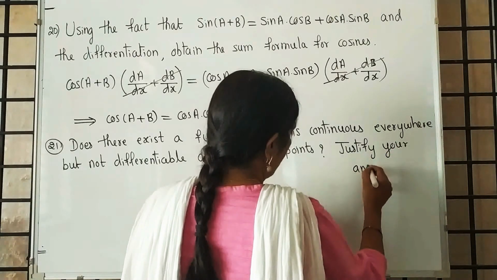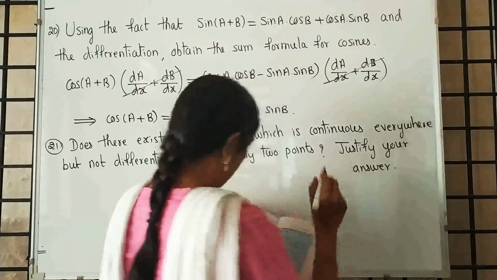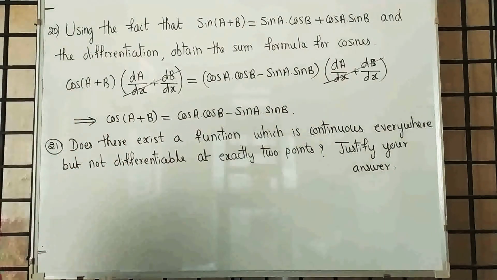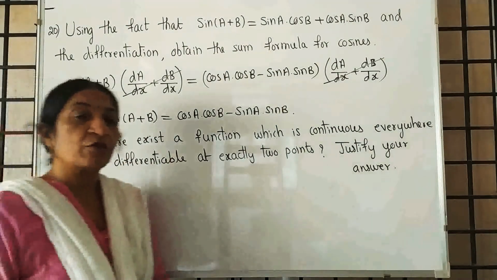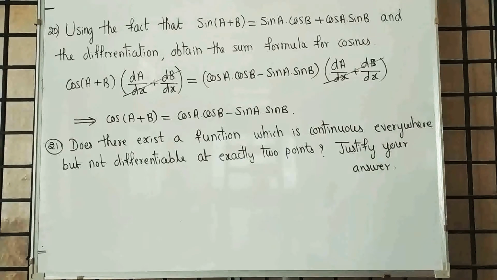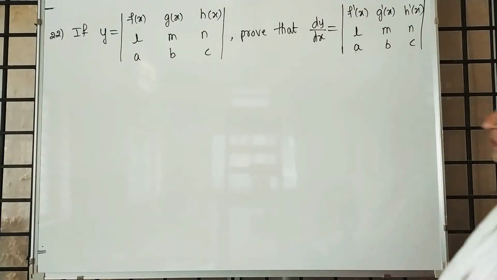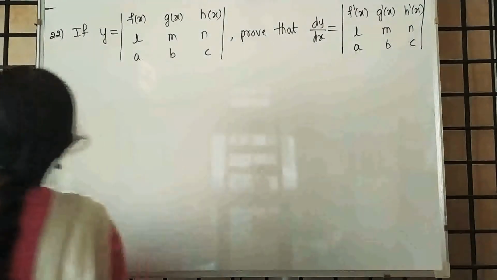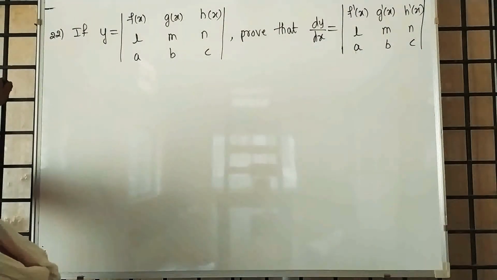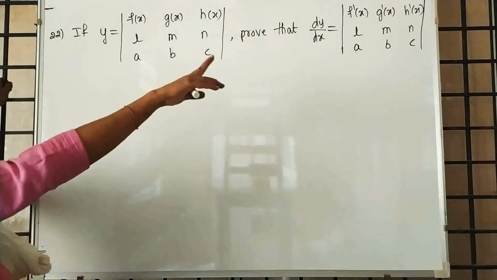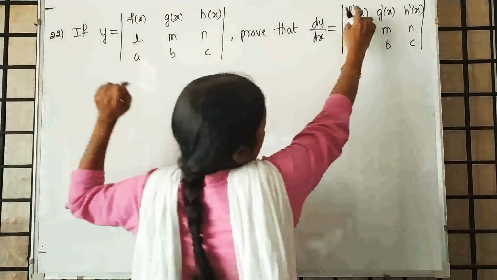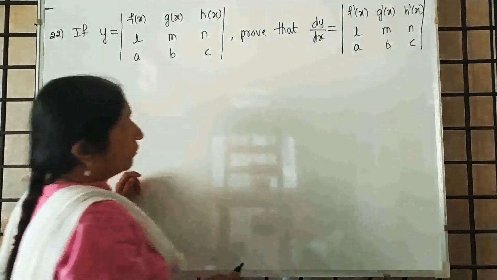So this question I will give as the assignment for the students. Now I am moving to the next question, that is question number 22. Y is equal to a determinant is given and they are asking for the differentiation of that, so the first row changes to f dash of x, g dash of x, h dash of x.